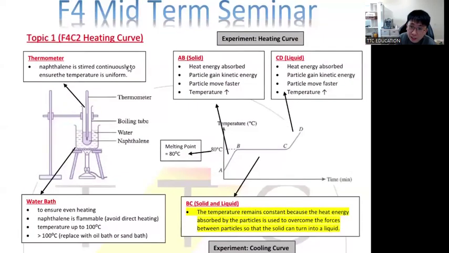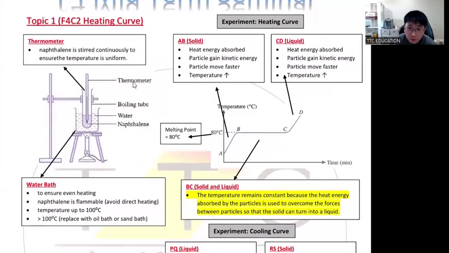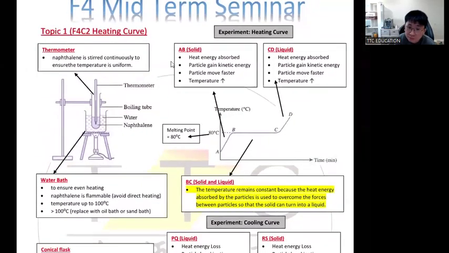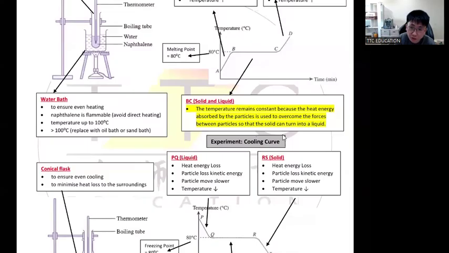So the idea here is we have your Chapter 2, inside we have the heating curve and the cooling curve. Like you see, there's a thermometer, what's the function of it? Water bath, what's the function of it? And most importantly, you see the yellow highlight. This is very, very, very common.